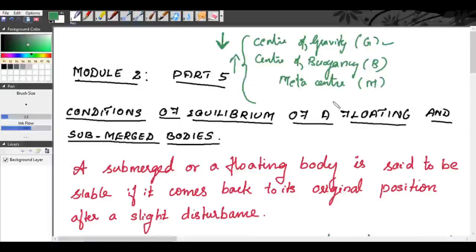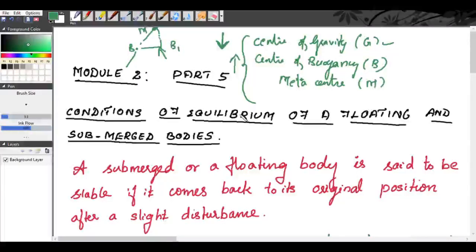Now, the metacenter: when a floating body is tilted to some angle, it will change its center of buoyancy from B to B1. So you will have a neutral axis, and the buoyant force will meet this axis at some point, and that point is called the metacenter. Now with this understanding, we will see what the conditions of equilibrium are.